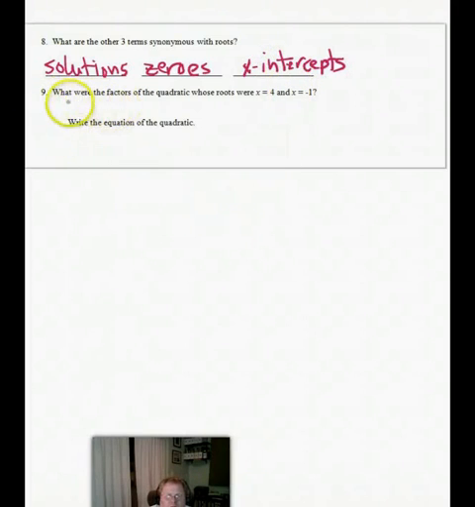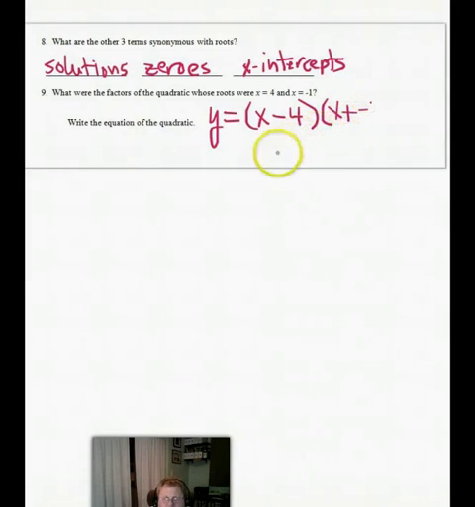What would the factors of the quadratic whose roots are 4 and negative 1? So again, you're just putting y equals, you're writing the opposites because again, you're writing for the equation for y, not for x. So you'd write these x's with their opposites of the number. Whoops, why did I just do that? I don't need that minus there. I would put down 1.